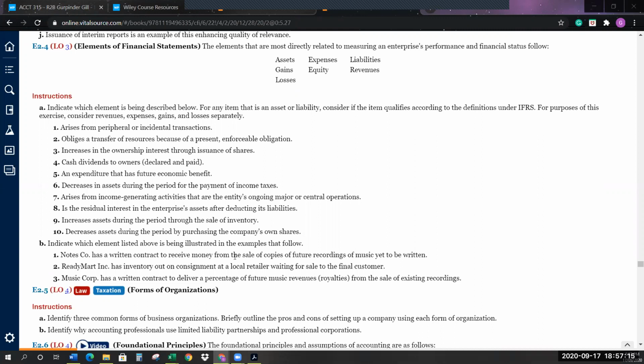All right, so that is B1. B2, Ready Mart Inc. has inventory out on consignment at a local retailer waiting on sale to the final customer. Any thoughts? Asset, Ready Mart. It could be asset because it says inventory, which is not sold. So inventory is a part of asset. Yeah, we still own it. So it's still an asset. Inventory which is not sold is an asset.